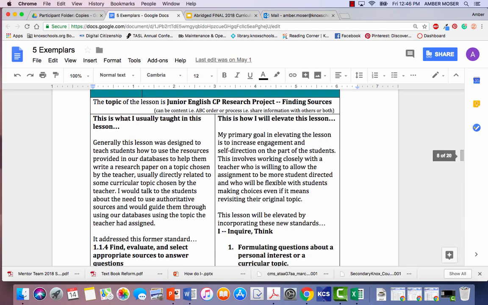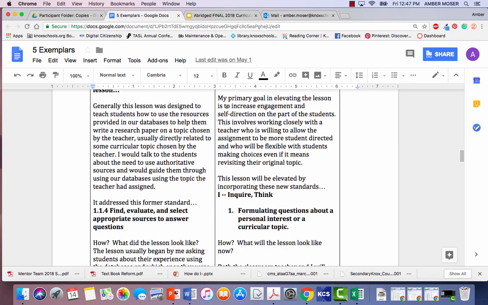So we're going to skip the "this is how it used to look" section. We're going to go straight to "this is how it looks now," so we can see the connection to the objective. So she says, my primary goal in elevating the lesson is to increase engagement and self-direction on the part of the students. This involves working closely with a teacher who's willing to allow the assignment to be more student-directed and who will be flexible with students in making some choices, even if it means revisiting their original topic. So there, Suzanne's giving some of her rationale for choosing this particular elevation.